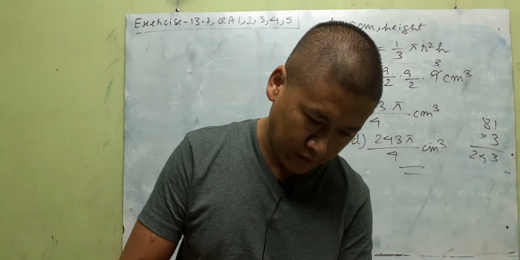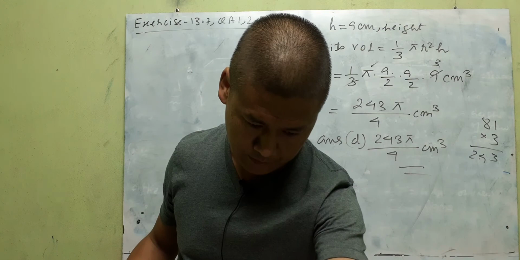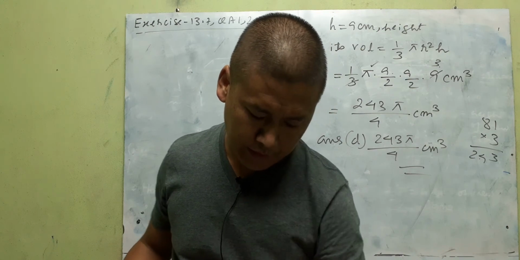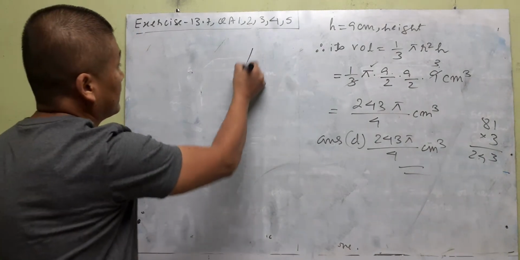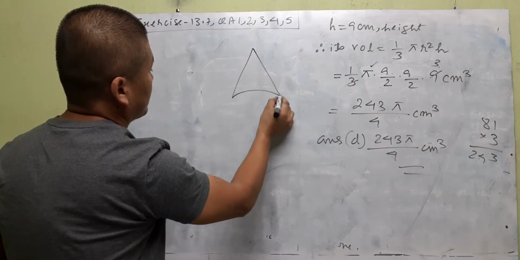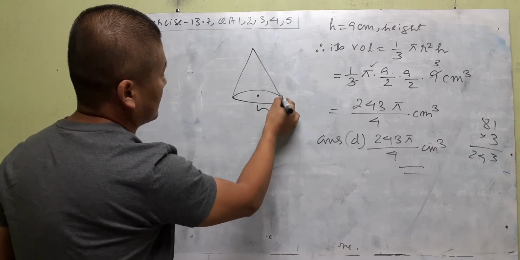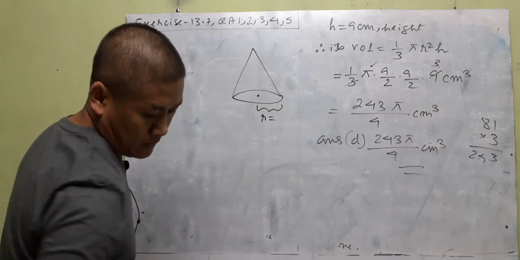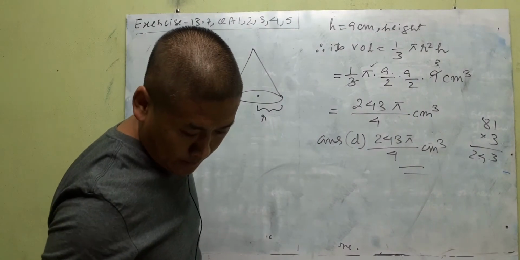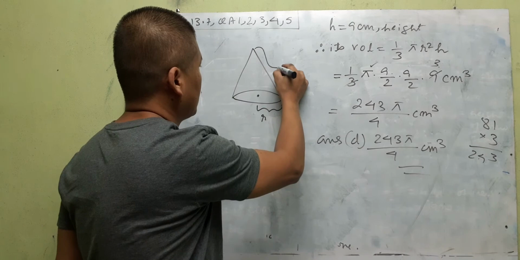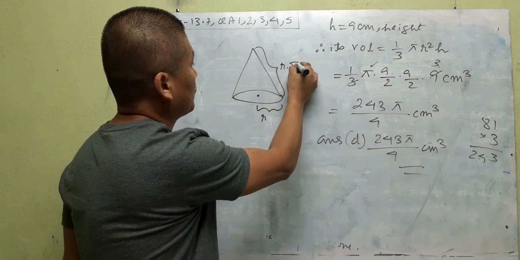Number 5, let me read the question. Volume of a cone of base radius R and slant height R root 2 is how much? So a cone is given. Base radius is also given. Radius means the distance between the center and the circumference. R is given as R, yes. And the slant height is given, meaning from here to here. It's clearly given as R into root 2.